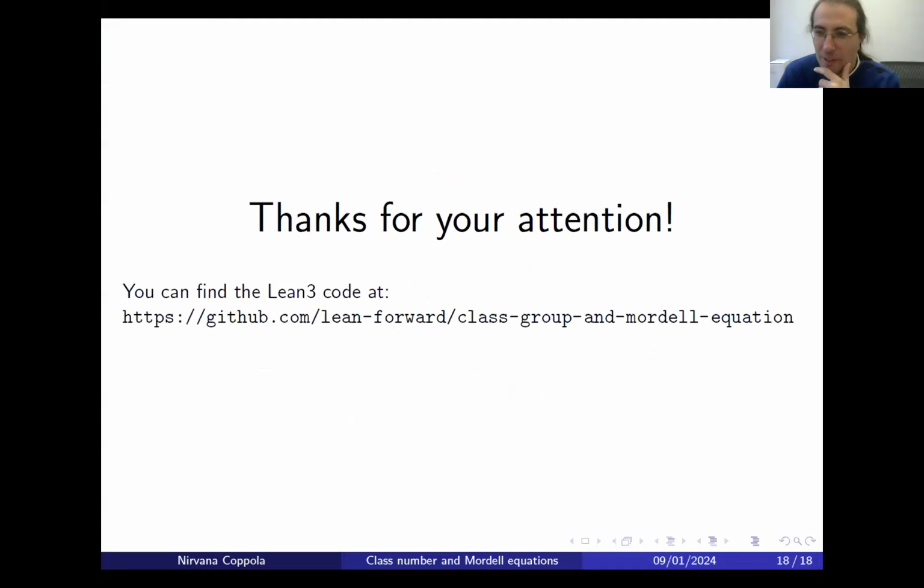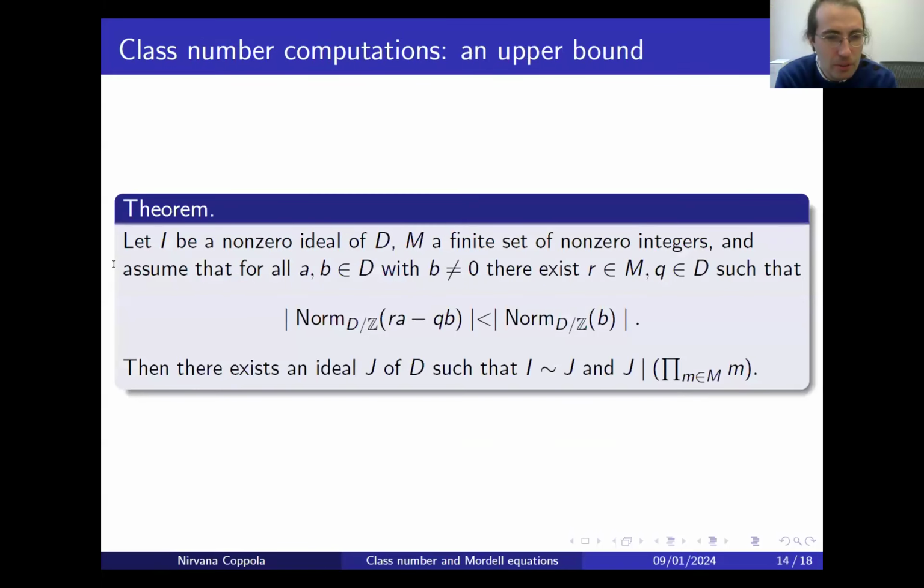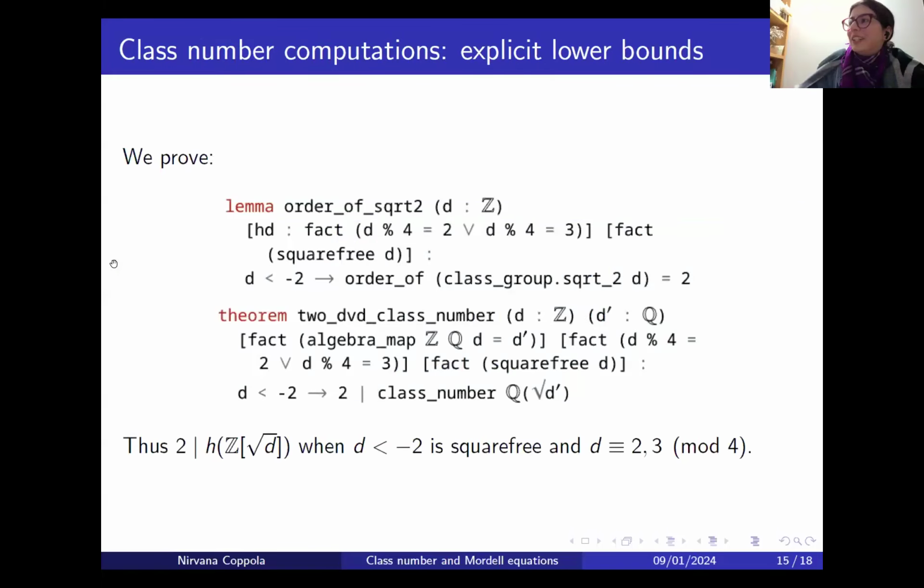Hi, so thanks. That was a very nice talk. What was going on in the last or one of the last slides with the D prime and the algebra map? I mean, the inclusion of Z into Q. Why isn't it simply the coercion?